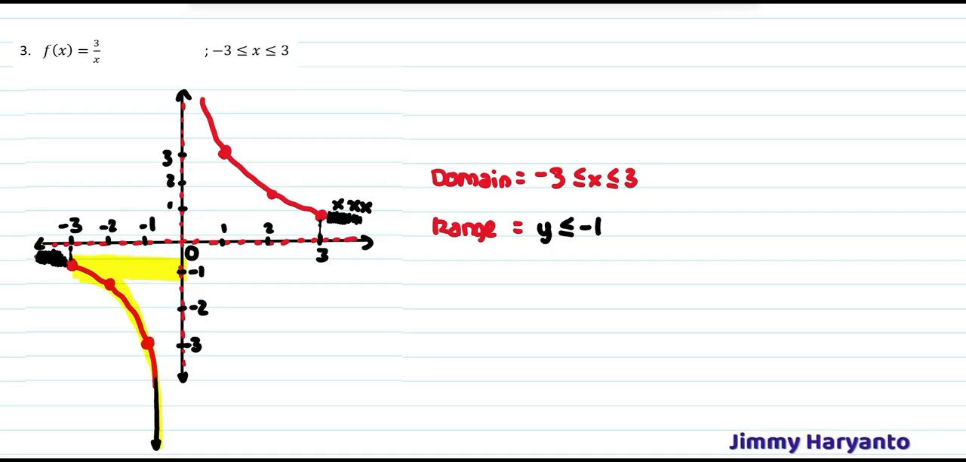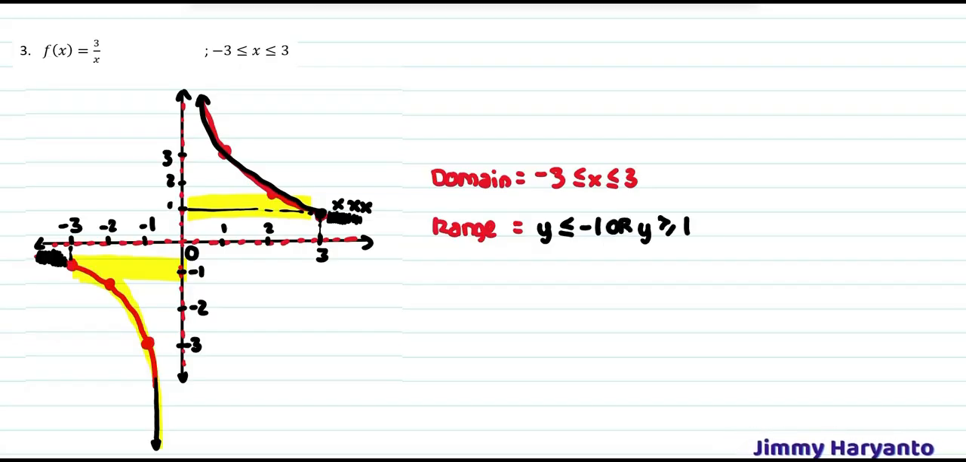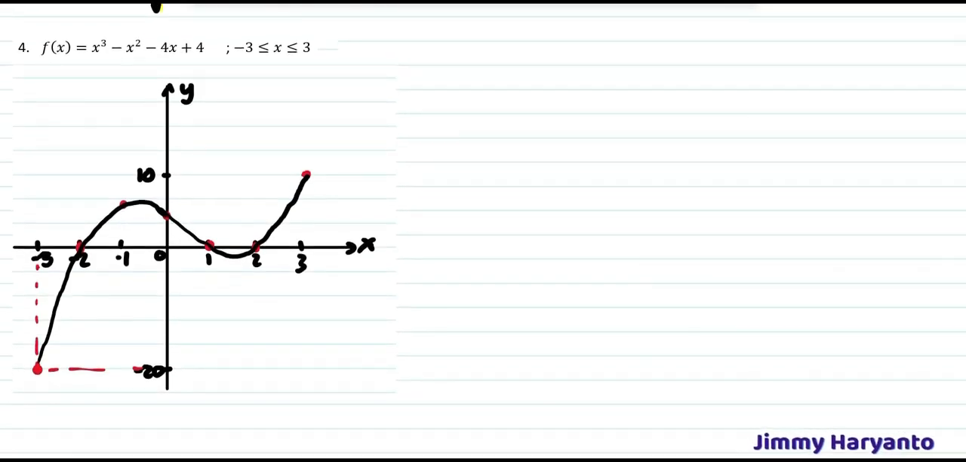And then for the other part, it starts from y equals 1. Yeah, start from here. It will be going up infinitely. That means y will be greater than or equal to 1. And then you can say it's OR. Yeah, so y less than or equal to negative 1 or y greater than or equal to 1. There you go. And then for the last question, we can see the range directly because we already have all of the values.